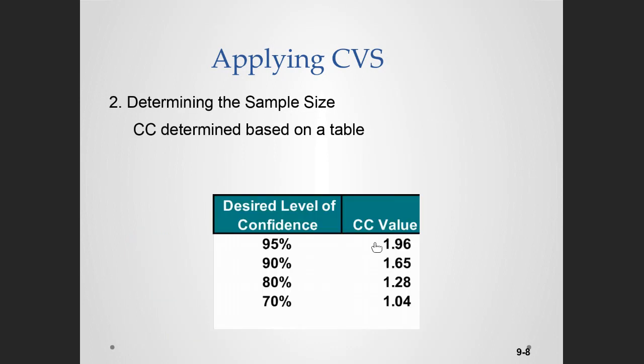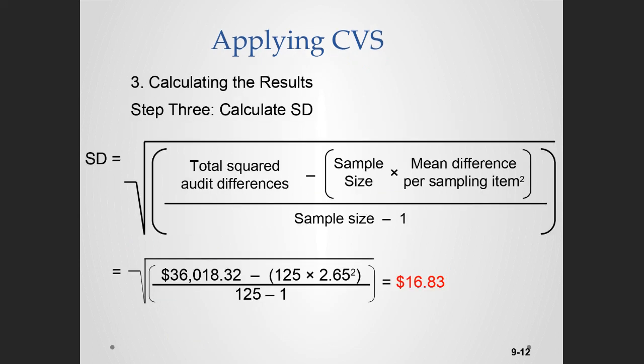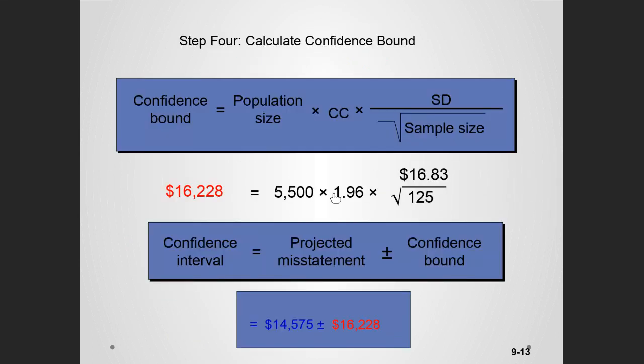Right here. So this 1.96 comes from this table, because our desired confidence level is 95%. We put that there. The standard deviation is 16.83, which we just calculated. Divide that by the square root of the sample size, which is 125, which we also calculated 2-3 slides back. If we do the calculation here, we're going to get a number which is called the confidence bound.